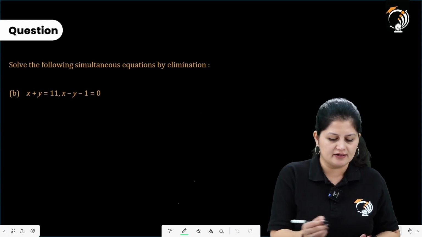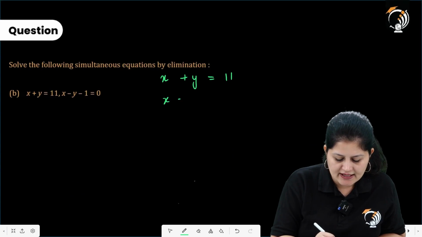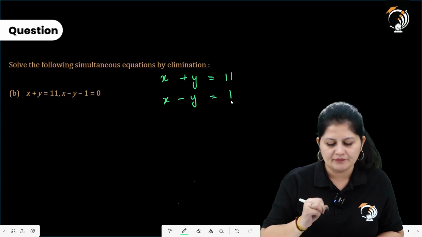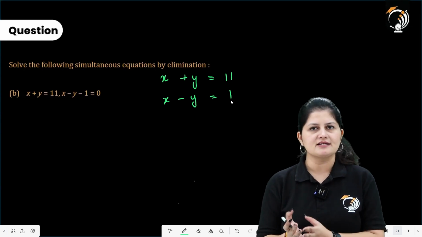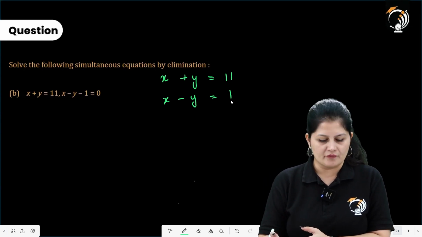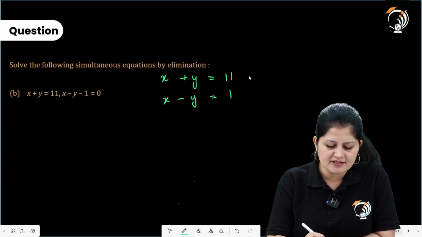Firstly, let's write it in a way. The first equation is x plus y is equal to 11, while the second equation is x minus y is equal to 1. Okay, so it is minus 1 on the left hand side; once we get it on the right hand side, it is going to be a plus 1, right? Now, in the previous one, we have subtracted. This time, let's add both of them.